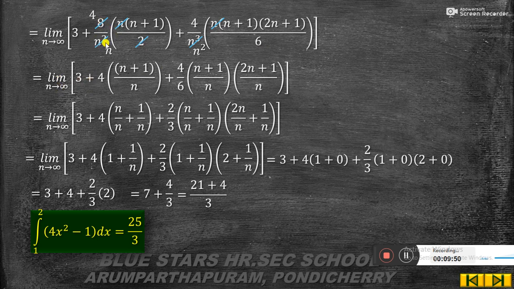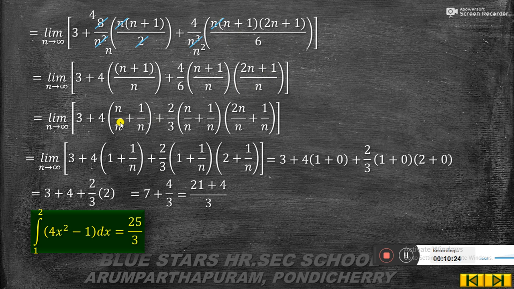So 2 divides 8, so 4 into, that means n cancelled, so 1 n cancelled here, and in the denominator also 1 n cancelled. So 4 into n plus 1 by n. The remaining 4 by 6 into n cube, so 1 n cancelled in the n cube, so n plus 1 by n square in the denominator, so I take every n square, that means I split the n plus 1 by n into 2n plus 1 by n.